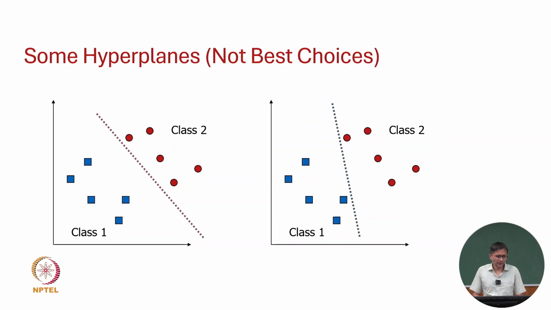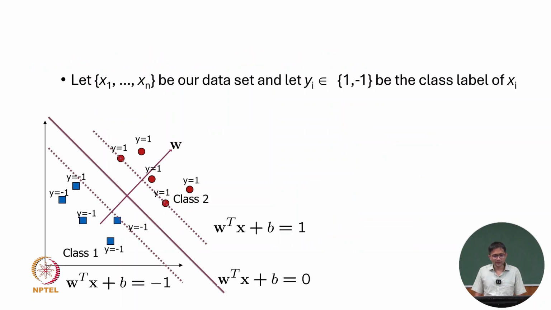So maybe the left side one, we just move it a bit and we have the right hyperplane. Okay, not the case with the right side one. So with this background, now what we are looking at is the hyperplane, or the line in this case, that we want to actually find.